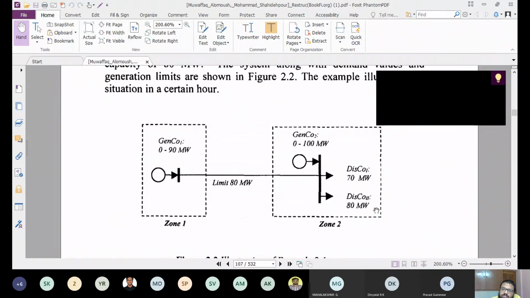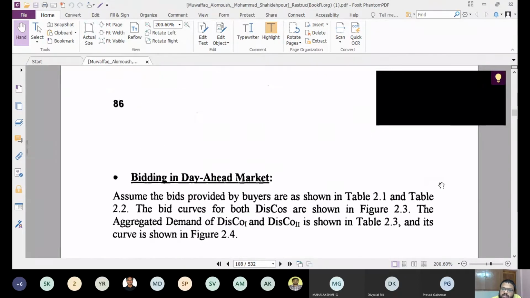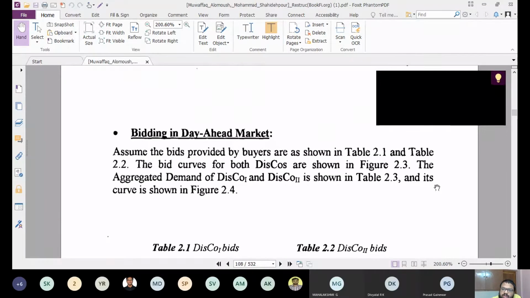Then two distribution companies are there. DISCO 1 has 70 megawatts and DISCO 2 has 80 megawatts load demand. So based on this, they are going to bid in the day-ahead market initially. So the first phase is day-ahead market. Now you see bidding in day-ahead market.